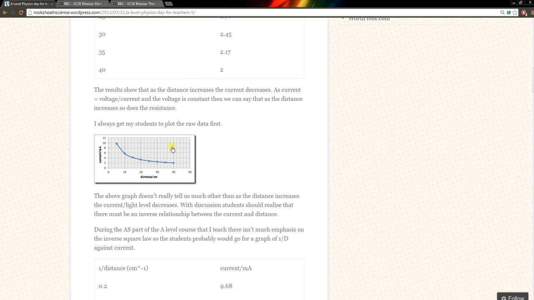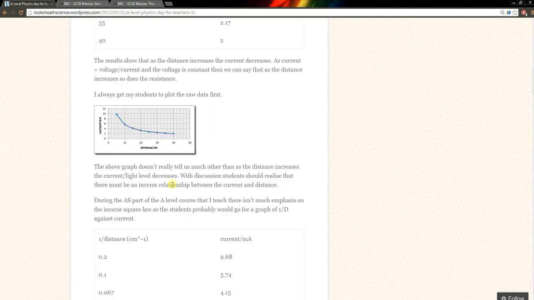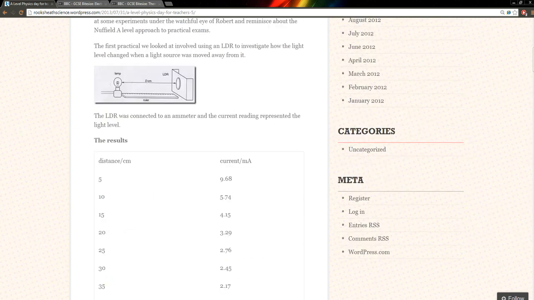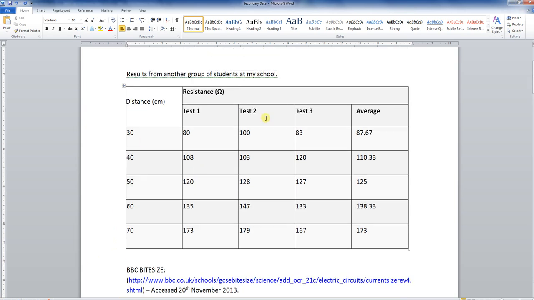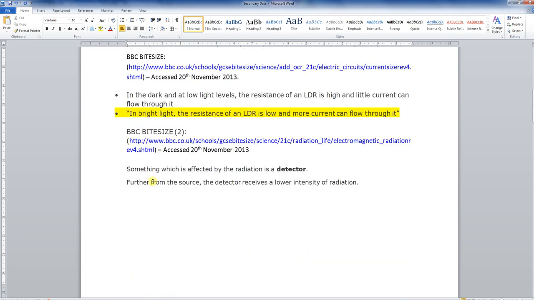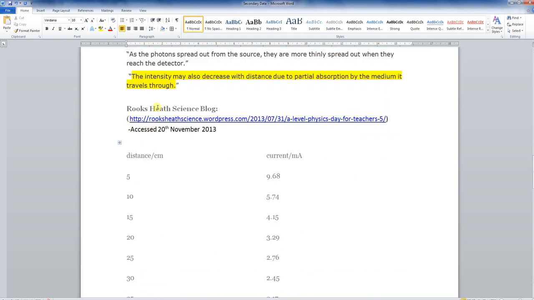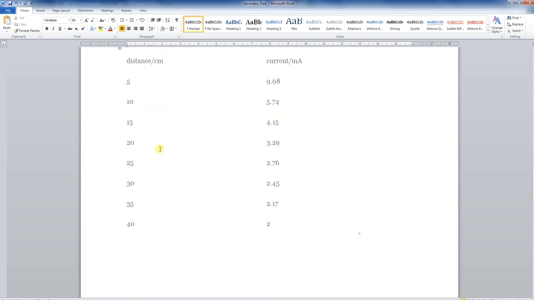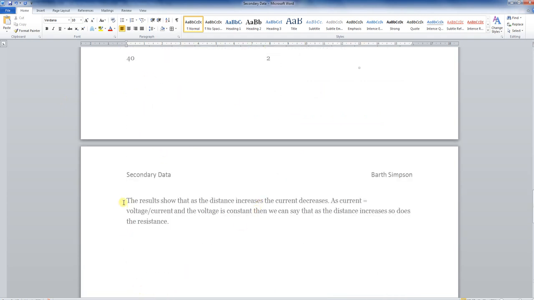Okay, I don't need all of that. It goes on for quite some time, and there's lots of graphs, so I'm going to be selective about what I include. So in my document, okay, secondary data from a group of students, brief quotes and diagrams potentially from BBC, and finally, here it was, Brooks Heath Science blog. There's the full web address, when I accessed it, and the data that I've taken, so their table. Okay, and there was their little blurb about what their results showed.